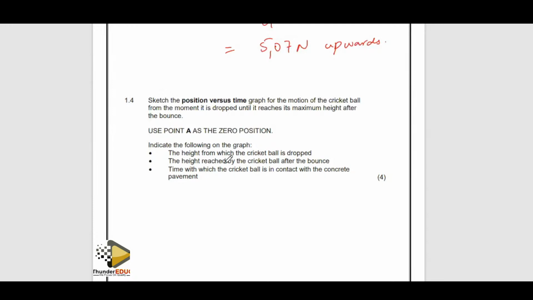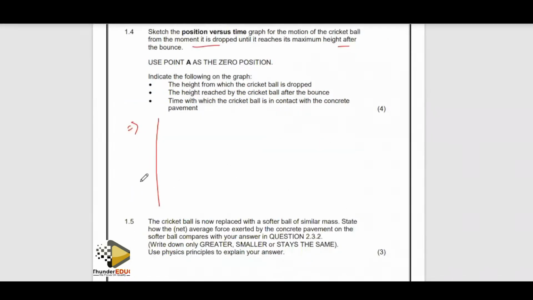Okay, we shall probably look at the different scenarios. So sketch the position versus time of the motion, from the moment it is dropped up until it reaches the maximum height after the bouncing. What we need to remember is they said position time graph. So on our y-axis, we're going to have our positions, and on the x-axis, we're going to have our time. Position can also be represented as y.